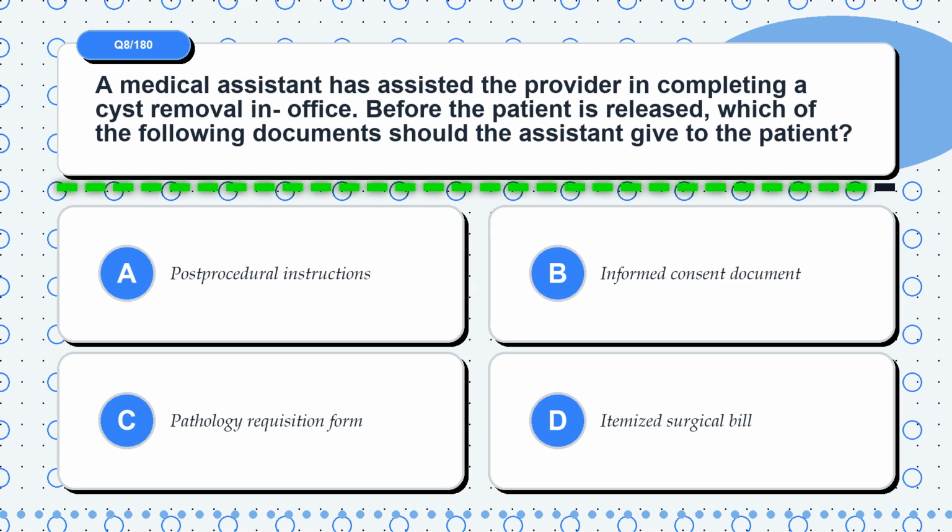Question 8. A medical assistant has assisted the provider in completing a cyst removal in office. Before the patient is released, which of the following documents should the assistant give to the patient? Here are the options. Option A, post-procedural instructions. Option B, informed consent document. Option C, pathology requisition form. Option D, itemized surgical bill.